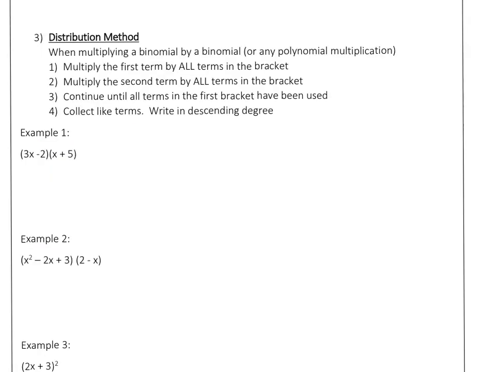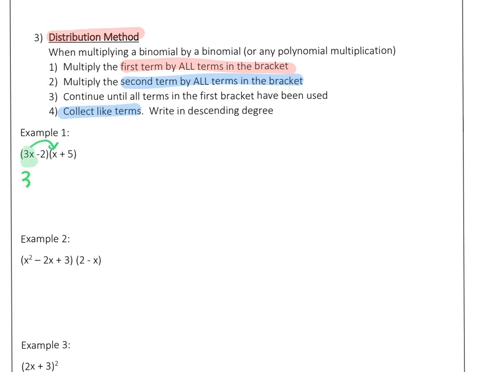The last option, and the one that we actually want you all to work towards eventually, is the method of just distribution. So what this is that you take the first term and you multiply by all the terms in the bracket, the second term multiply by everything, and continue until everything's been used up. And then collect your like terms and write them in descending degree. So what that means is I'm going to take this 3x and I'm going to multiply it by all of the things in the second bracket.